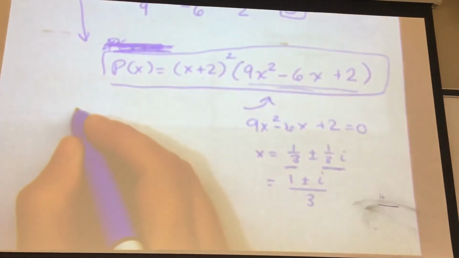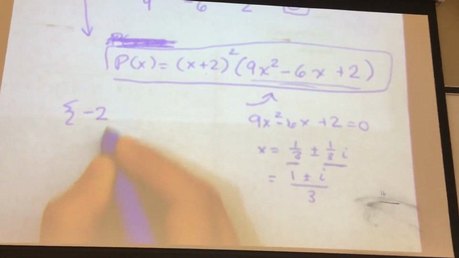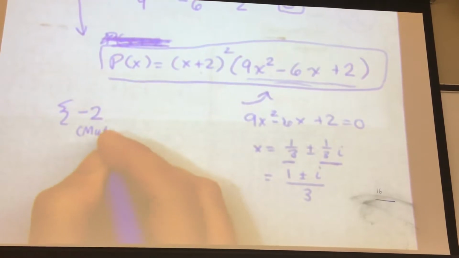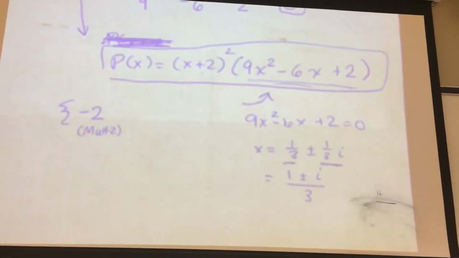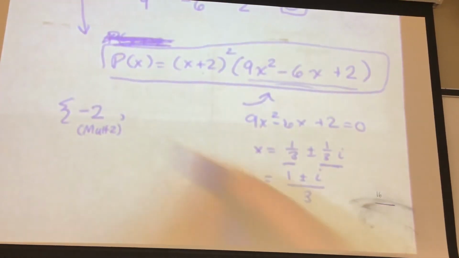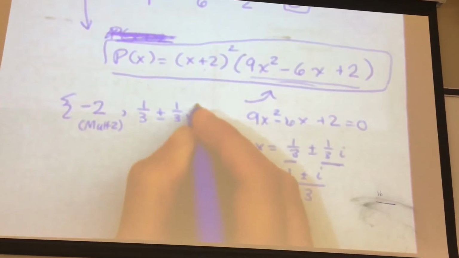So as far as answering the question, find all zeros, you would include -2. You could tell me if you wanted to that its multiplicity was 2. That's fine if you want to share that information. But all I need to see is that you got -2 and that you got these two imaginaries as well. So 1/3 plus or minus 1/3 i would be sufficient for me.